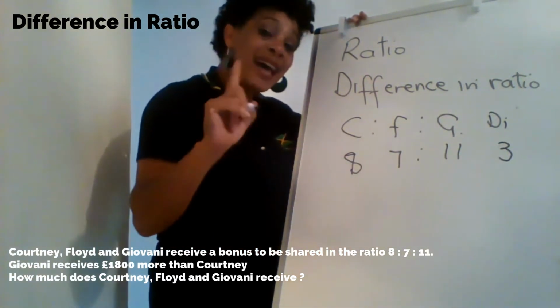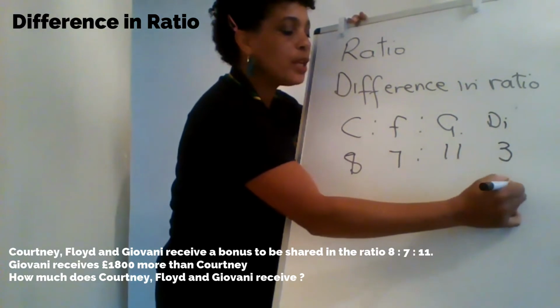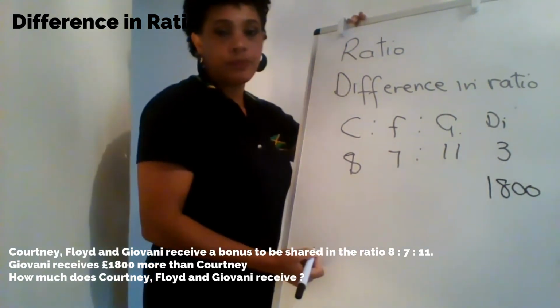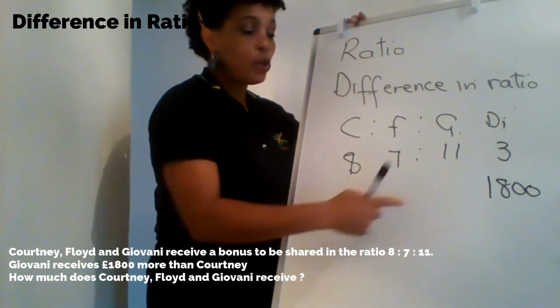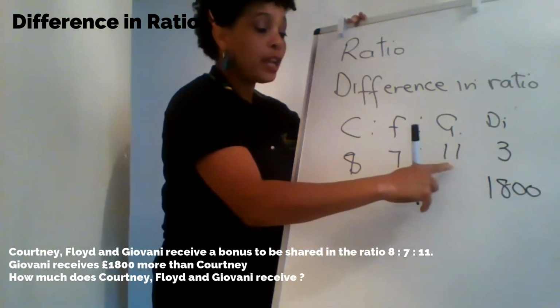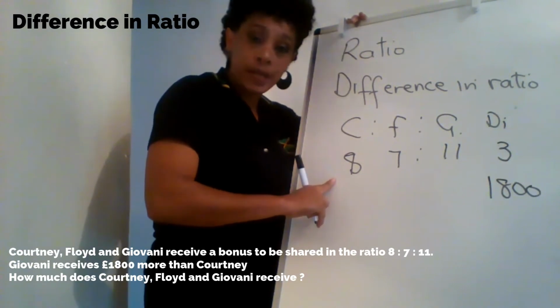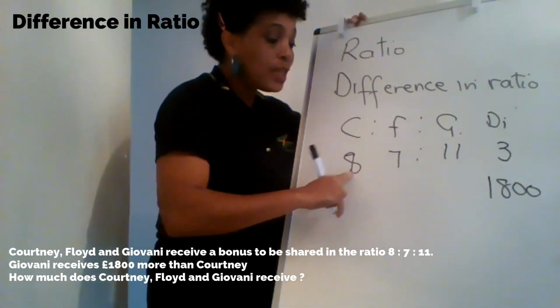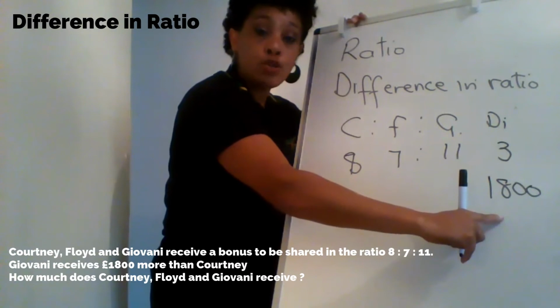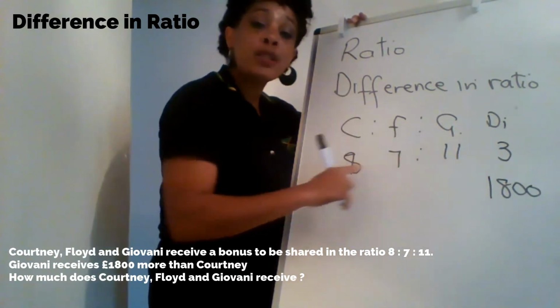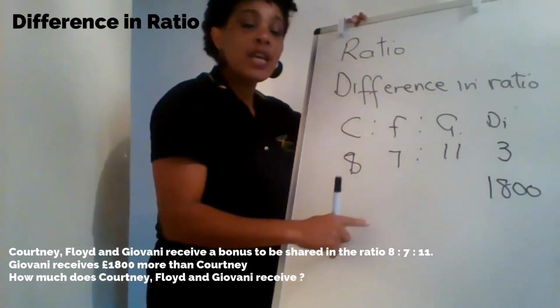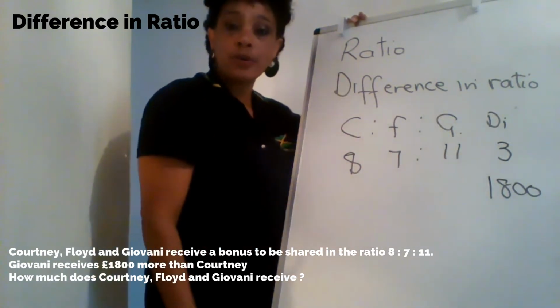And we know that that difference was 1,800, because that's what we're given. We're given that Giovanni got 1,800 more than Courtney. So the difference between these two is 1,800. But what's the difference in the parts? The difference in the parts is 3 parts. It means that 3 parts is 1,800.